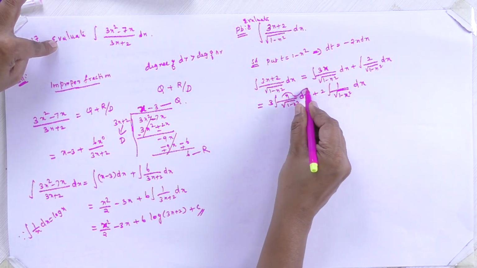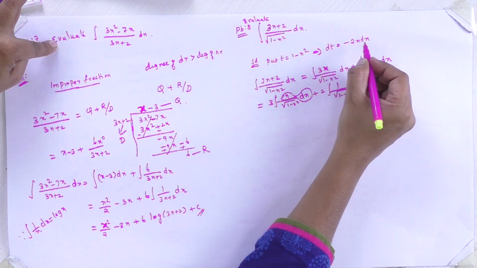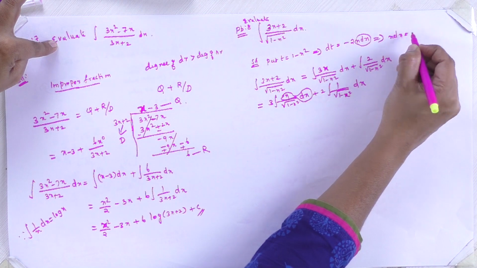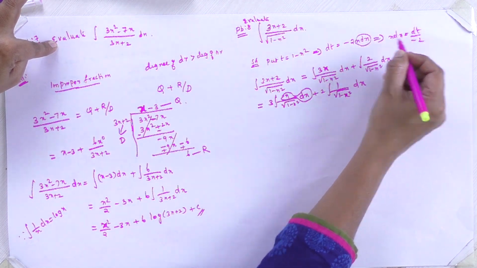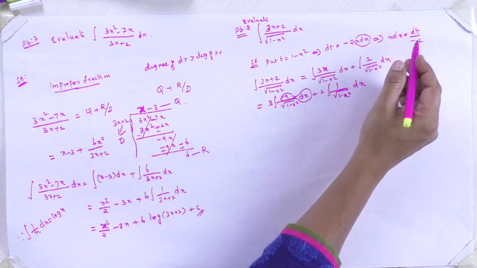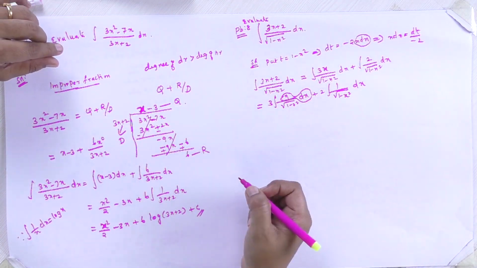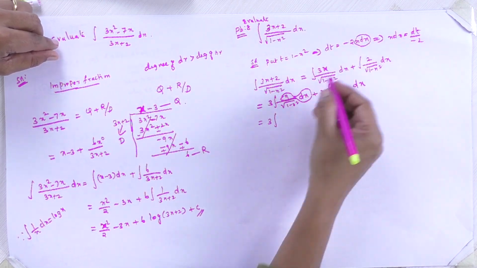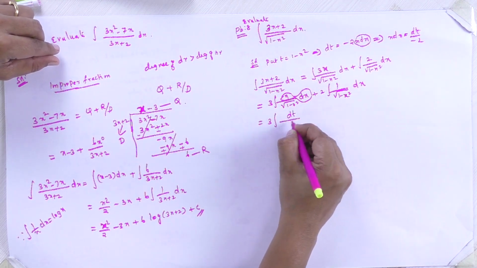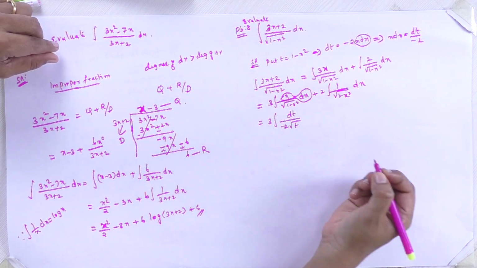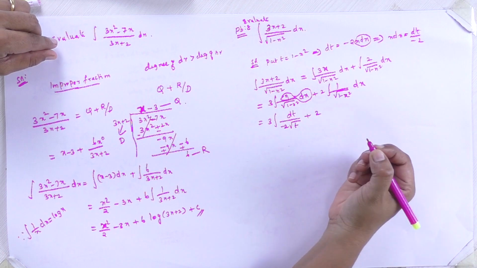Now, you see this x into dx, you replace it here. x into dx is equal to dt by minus 2. We want only x into dx, so you bring this minus 2 across, and it becomes dt by minus 2. So this is equal to 3 times the integral of dt divided by minus 2, root of 1 minus x square taken as t, plus 2 times.